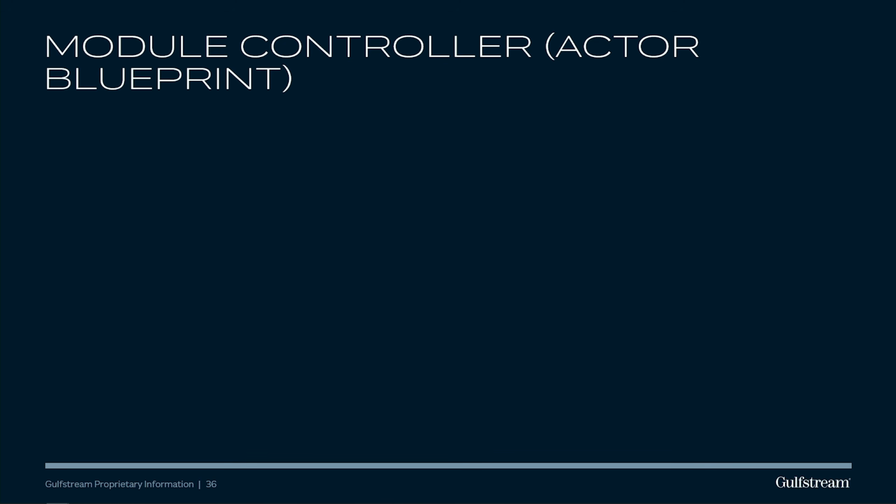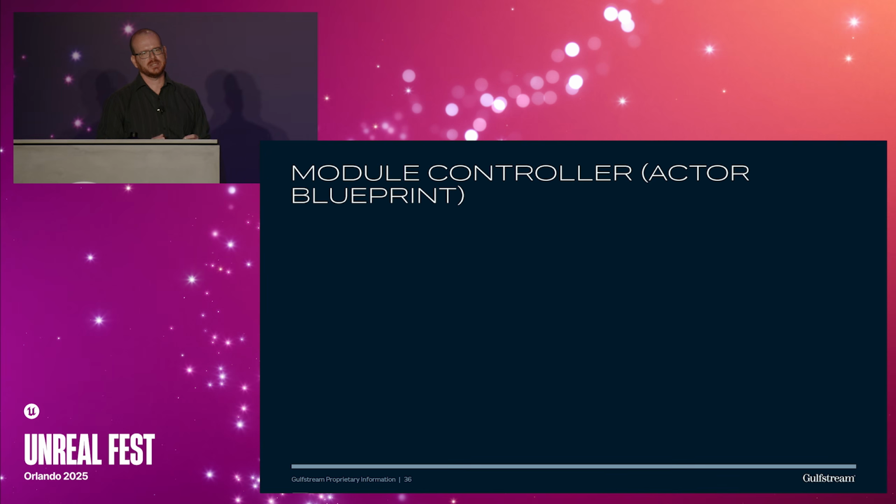So we have a module controller, which is just a basic actor blueprint. The reason we wanted to go this route is because we wanted to pull that actor into any scene and it just works. So this allows us to do that. From there, we have a few different elements.